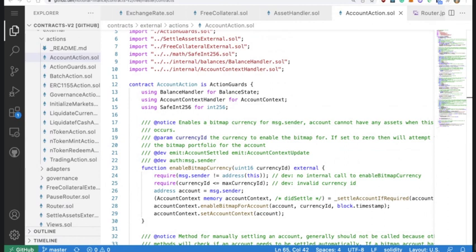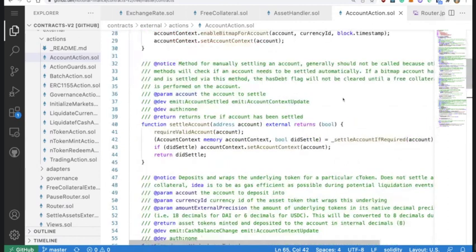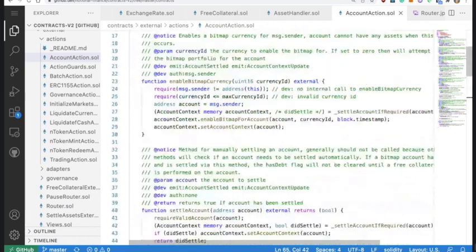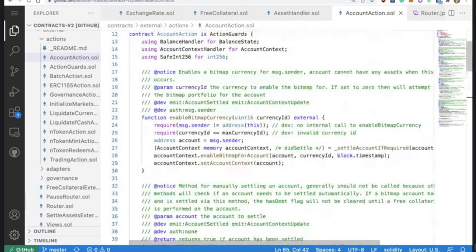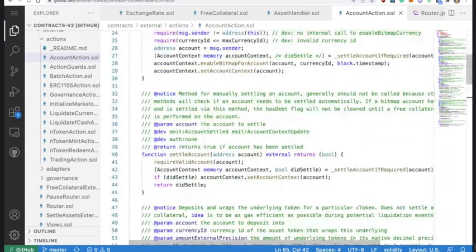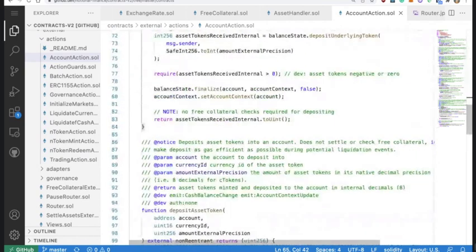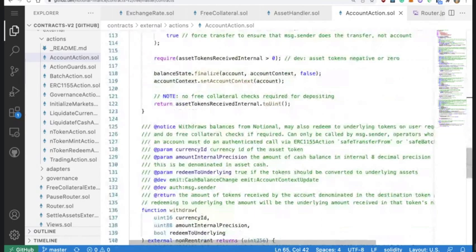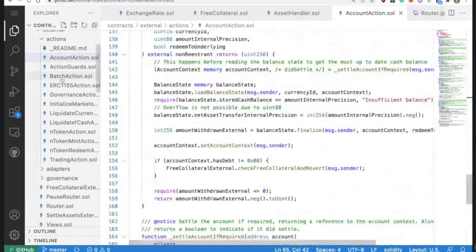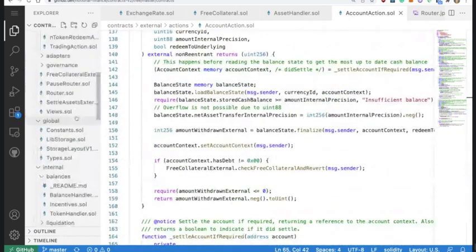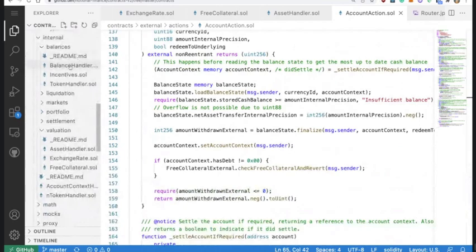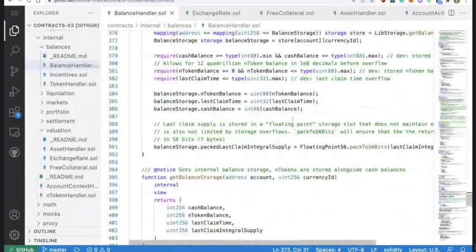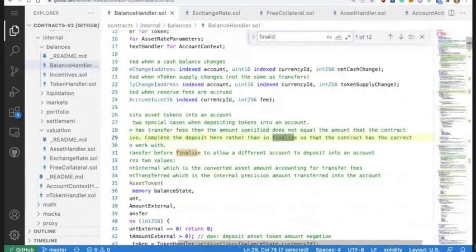So either we could drop into the finalize, or we could take a look at the other deposit. Ben, do you have a preference? I think we could probably go into the finalize. Okay, so Jeff, you said that would be in the balance handlers. Yeah, I think you had that open. This one. Finalize.